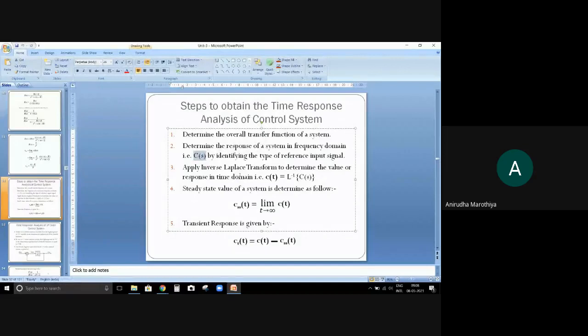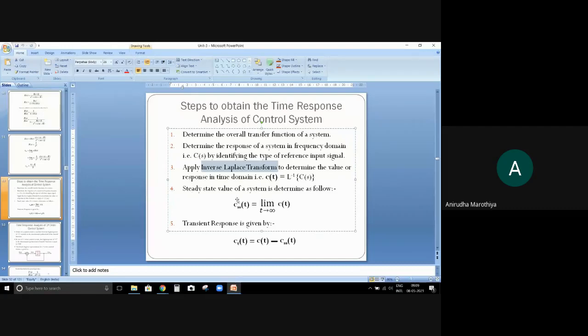So depending upon the type of input, we need to obtain the response in frequency domain, which is C of S. Then in step number 3, we need to apply inverse Laplace transform to convert the response from frequency domain to time domain. That means we need to obtain C of t by taking Laplace inverse of C of S. And then in step number 4, suppose you are interested to segregate the steady state response and the transient response out of the total response, then we need to apply step 4 and step 5.